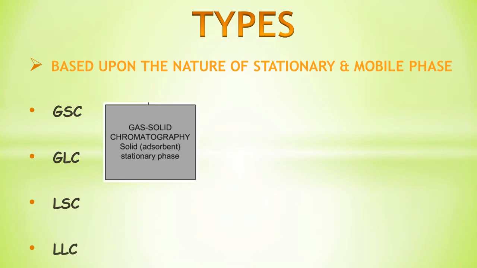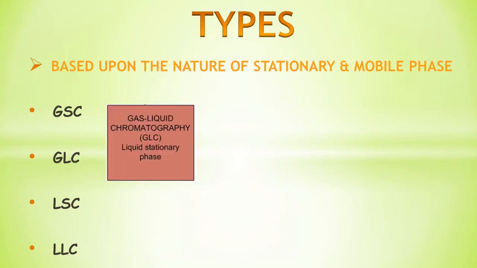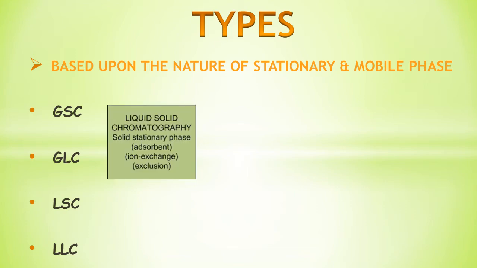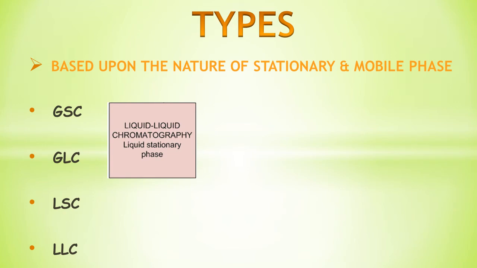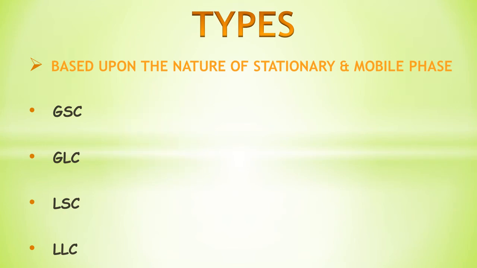The first letter is G. G stands for gas, which is the mobile phase. Second letter is S, which stands for solid, which is the stationary phase. So first letter indicates the mobile phase and the second letter indicates the stationary phase. In GLC, gas is the mobile phase and liquid is the stationary phase. In LSC, liquid is the mobile phase and solid is the stationary phase. In LLC, liquid is the mobile phase and liquid is the stationary phase.